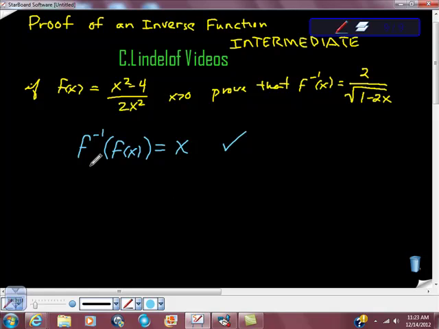You could also do it the other way around. You could take f of the inverse of f of x, and that would also have to equal x, but we're going to do it this way if you don't mind. So I'm going to go ahead and start setting that up.